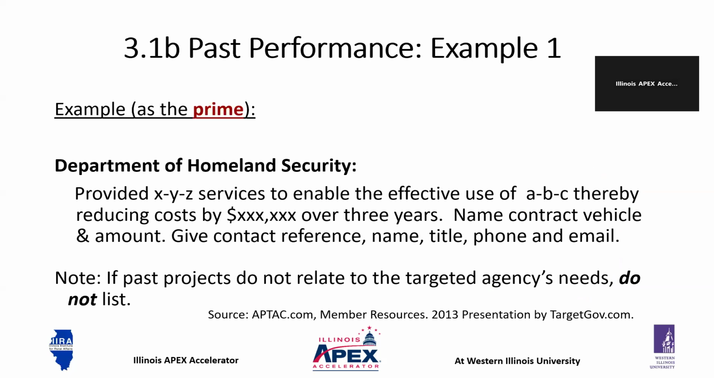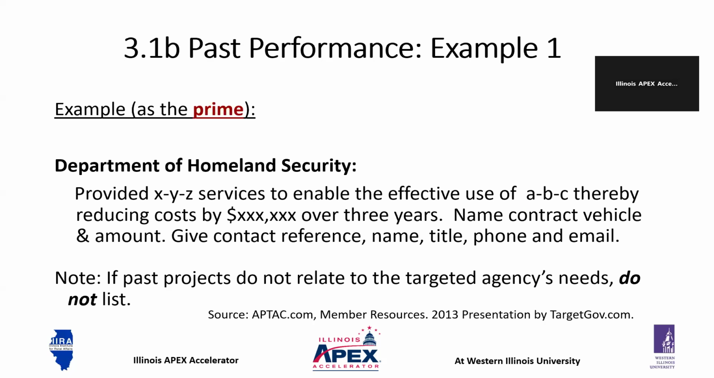For one, this example is as a prime contractor. You'll list the agency's name, Department of Homeland Security, and then you'll provide a size, scope, and capacity of what that past performance project was like. Provided XYZ services to enable the effective use of ABC, thereby reducing the cost by an X dollar amount over a time span.